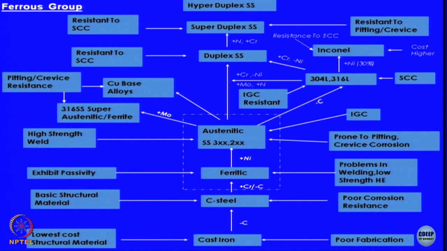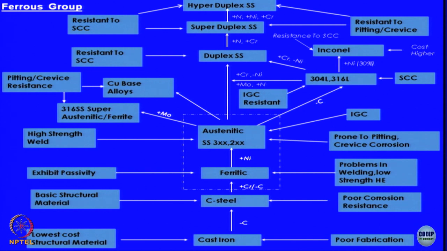So, recently they have come out with a better grade of duplex stainless steel, which is called hyper duplex stainless steels. You add further nickel, further nitrogen, further chromium to it, and again maintain the phase balance. And this alloy is offering resistance against SCC and pitting and crevice corrosion. So, they are being used in seawater applications, okay. Of course, when I go from cast iron to super duplex stainless steels to hyper duplex stainless steels and to inconel alloys, you have to keep in mind the cost also goes up from the bottom most to the top most.